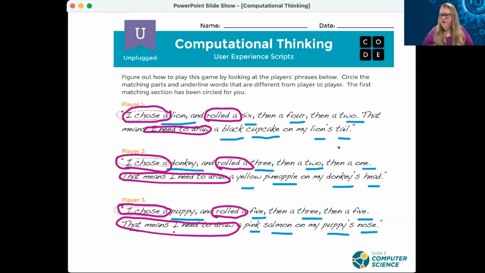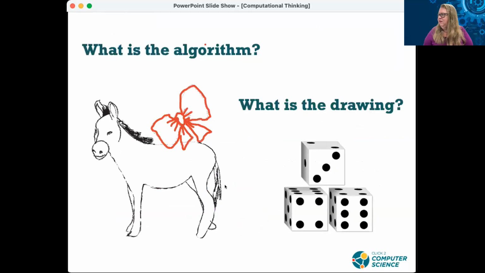Here's an example of what it looks like when you've gone through and identified what are the things that are the same, what are the things that are different. And that information then is what you use to put together the algorithm. And let's do a quick test.